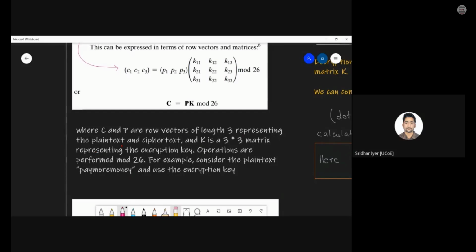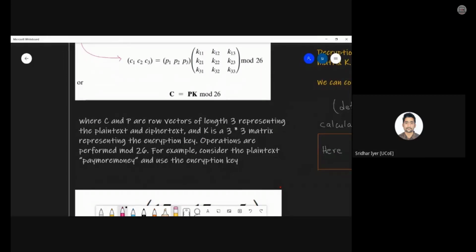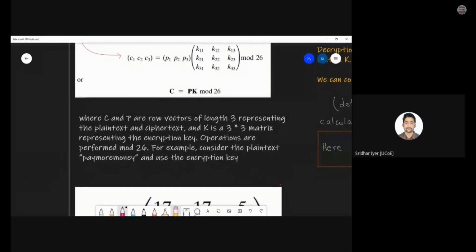Where C represents the ciphertext. I guess I have written interchangeably, where C is the ciphertext and P is the plain text. Okay. And K is a 3 by 3 matrix representing the encryption key. Whatever operations are performed, they are performed mod 26. That I have already explained. Whatever operation you perform, you have to take the remainder by 26. Now I'm giving you an example.